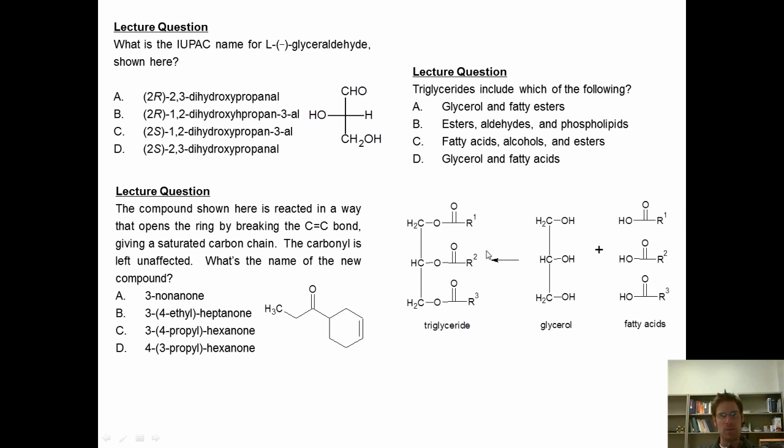I should point out that you can do this reaction in reverse. If you take a triglyceride and treat it with sodium hydroxide, you can actually hydrolyze off all of these ester bonds to get glycerol and the deprotonated sodium salts of the fatty acids, which are in fact the structures of soap. And that is how soap is made.